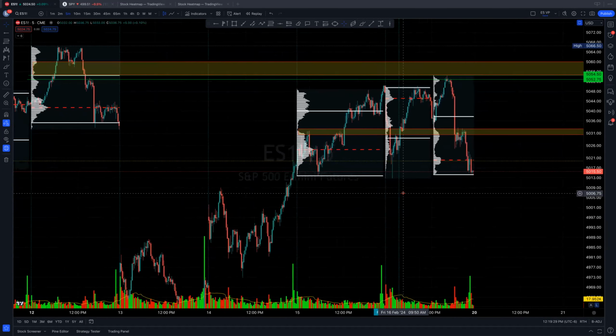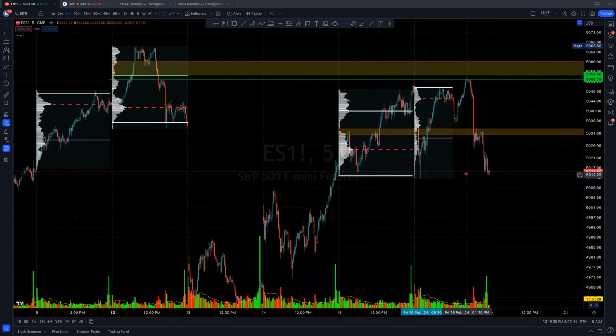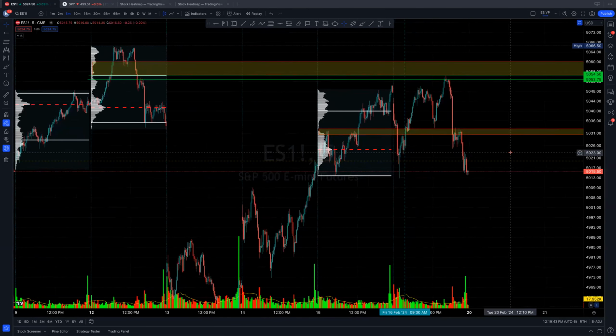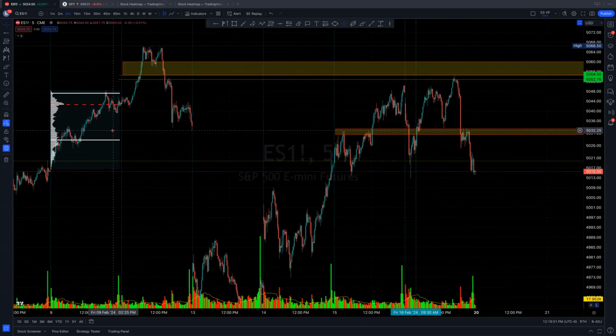Okay, guys, so now that we got this stuff out of the way, now I'm going to show you how to assess momentum using the volume profiles. Just basically the volume profiles and price action. Let me delete these and use the original profiles.